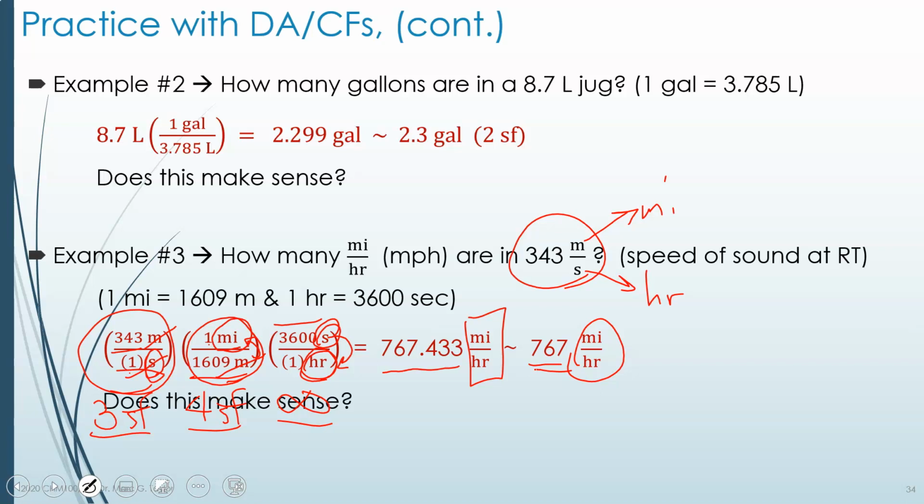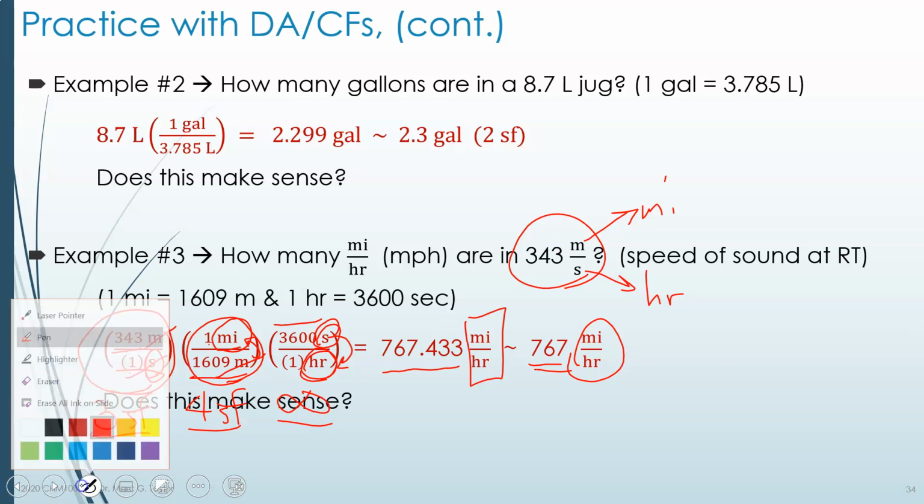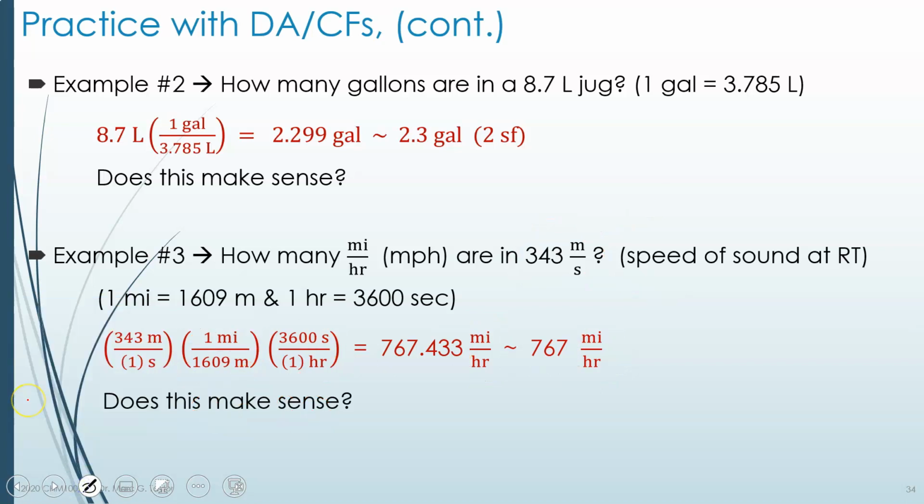So we ask ourselves, does it make sense? Well, yes, it does, at least in terms of the unit. The unit certainly makes sense. Do the sig figs make sense? Yes, it should be 3, and this is 3 sig figs. And now ask yourself, does the number make sense? Well, this is a little harder to do with a complex computation like this.